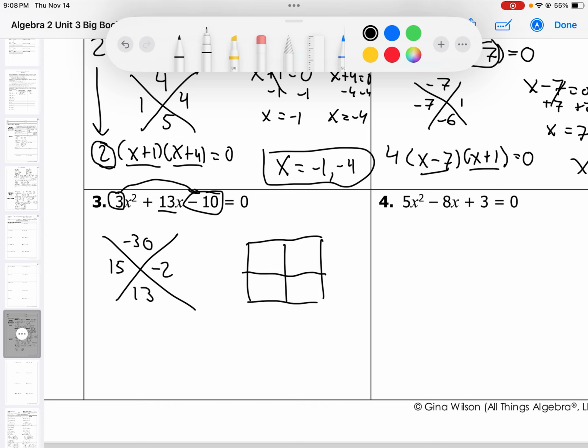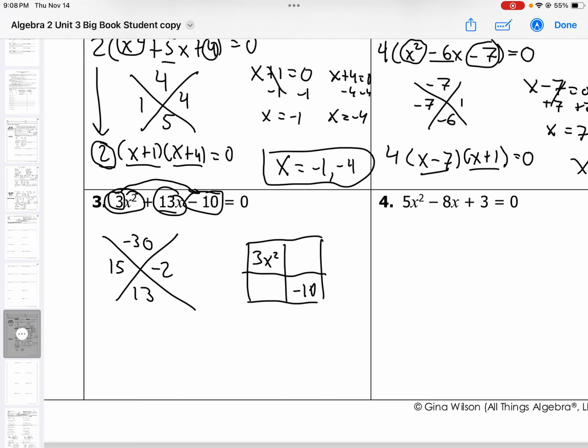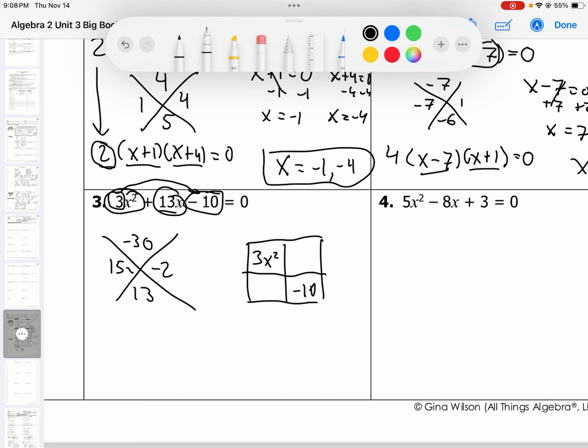So now that I've filled out the x, I need to do the box as well. 3x squared will go in the first box. Negative 10, the last term, will go in the last box. And then we take this 13x and we turn it into 15x and minus 2x. And that's what goes into the other two boxes. 15x and negative 2x.